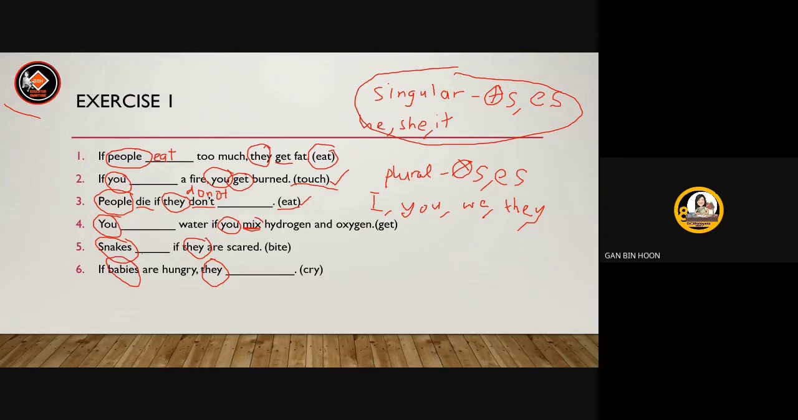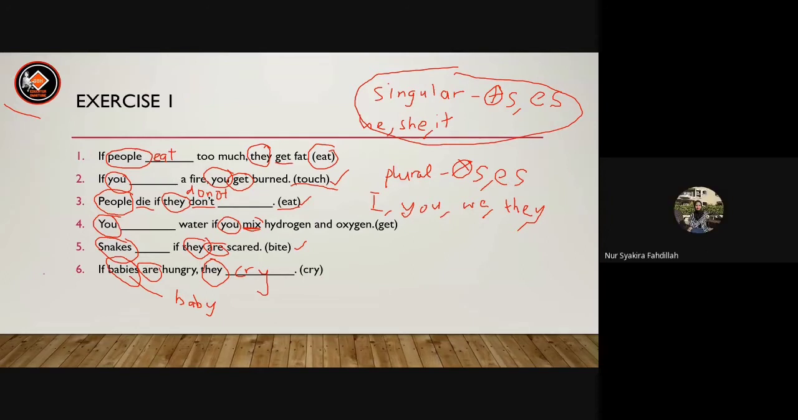Okay, number 5. Snakes bite if they are scared. So they use are, okay, because it is plural. Snake is plural, right? So the answer is? What's the answer? Bite. Okay, good. Okay, if babies are hungry, is baby many or one? One is baby, right? So it is many. So if babies are, so you see are, right? Hungry, they cry. Okay, good. Do you understand?